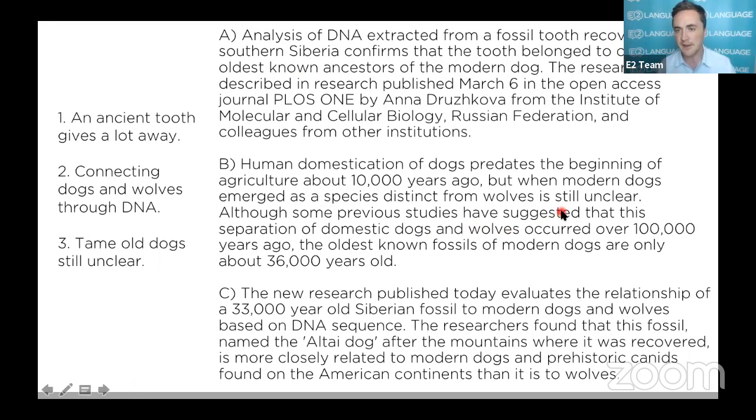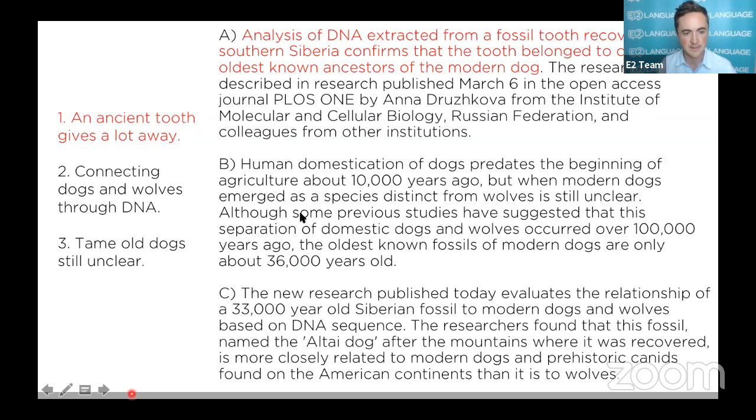So if you think about it, if you were to read all of this information and all of this and all of this, that would take you about 3 minutes, right? If you went, "Analysis of DNA extracted from a fossil tooth recovered in southern Siberia confirmed that the," whoa, way too long. Okay, this is match headings. So to match the heading, you read the first sentence, then you match it to here. Same here. All right, let's look at the answers.